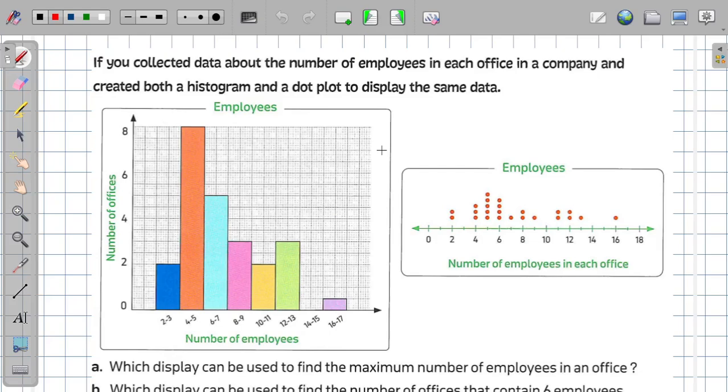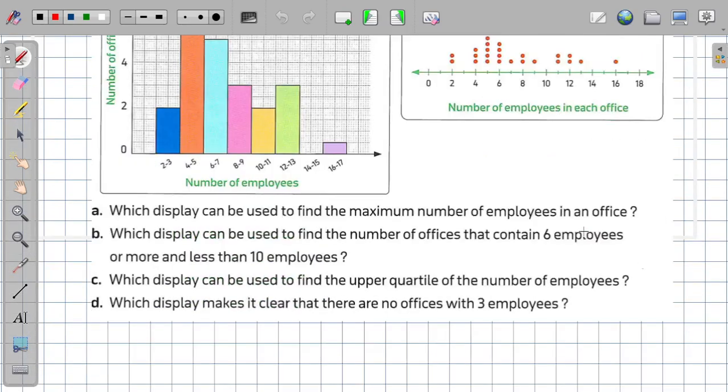Next, we have a question like this. If you collected data about the number of employees in each office in a company and created both a histogram and a dot plot to display the same data. Okay, so this is the histogram and this is the dot plot. First, which display can be used to find the maximum number of employees in an office?